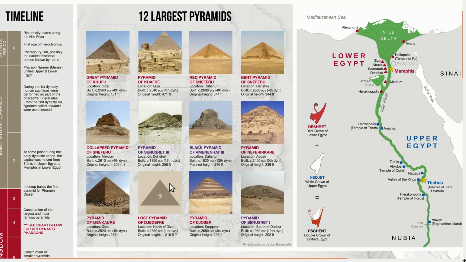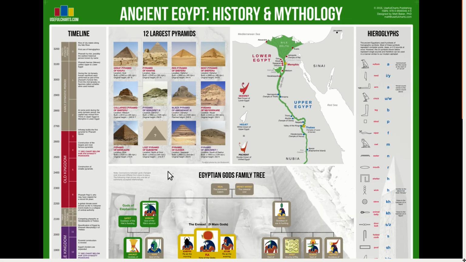Some of these other pyramids that you see here, the ones in the purple, were built in the Middle Kingdom. And then here I've also mentioned the Lost Pyramid of Djedefre. We can guess at how big it might have been, but we're really not sure. So that's the Old Kingdom of Egypt.